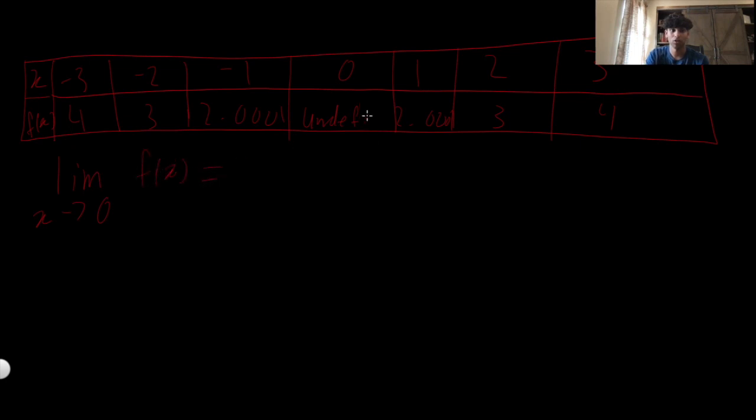Well, don't let this undefined value scare you, because you have to remember that it really doesn't matter what the function is exactly equal to at that point. All that matters is what it's approaching. So as you can see, 4, 3, 2.0001, undefined, then back up to 2.0001, then 3 and 4. So it's getting closer and closer to y is equal to 2. So that's your answer. The limit as x approaches 0 of f of x is equal to 2, right?